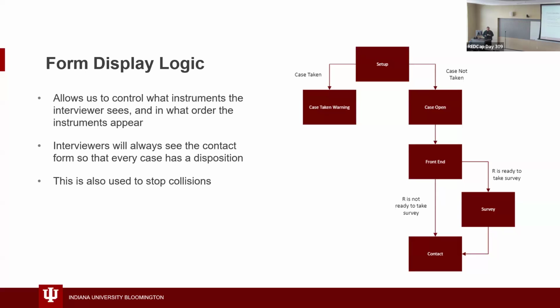From the front end, as they're talking to the respondent on the phone, they'll see if the respondent is ready to start the interview or not. And if they're ready, there's a button they hit and they go straight to the actual survey. Well, they'll get consent and ask the survey questions, and then from there go to the contact form. And that's where they'll assign the dispo.